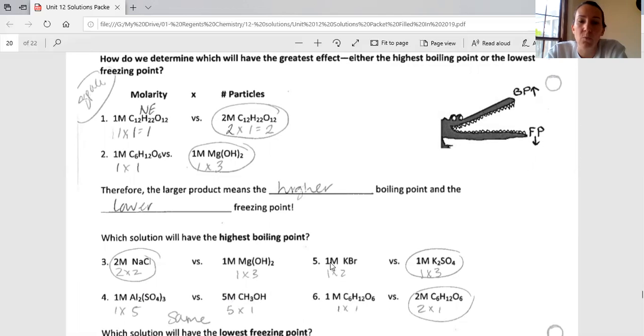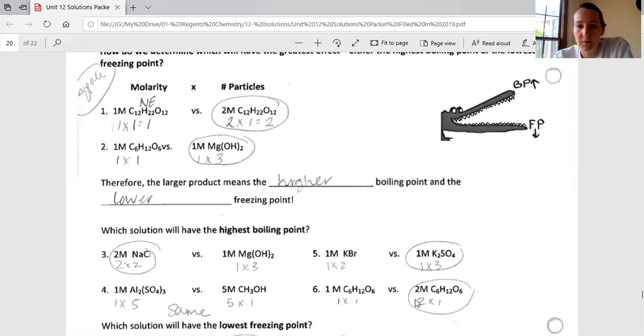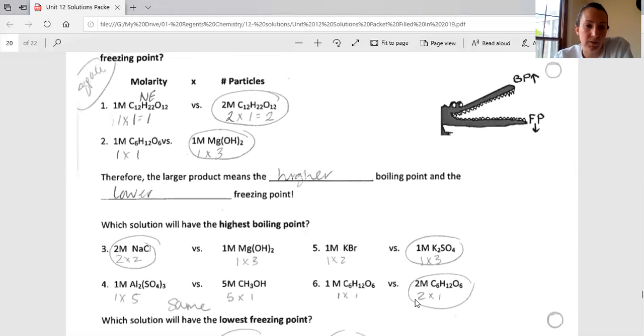Number 5, 1 times 2 is 2. 1 times 3, K2SO4 is 3. So this one wins. In the bottom one, we have 2 non-electrolytes, so it's 2 times 1, because the Van Hoff factor of a non-electrolyte is always 1. So this is your answer. Push pause and do the rest of those. Push pause now. Great. When you come back, here are the answers.